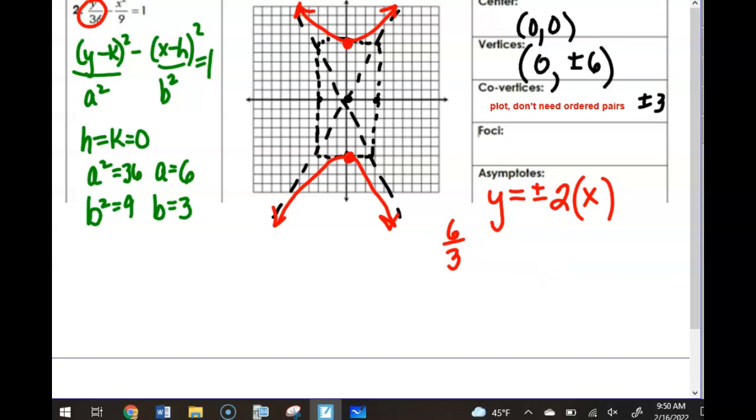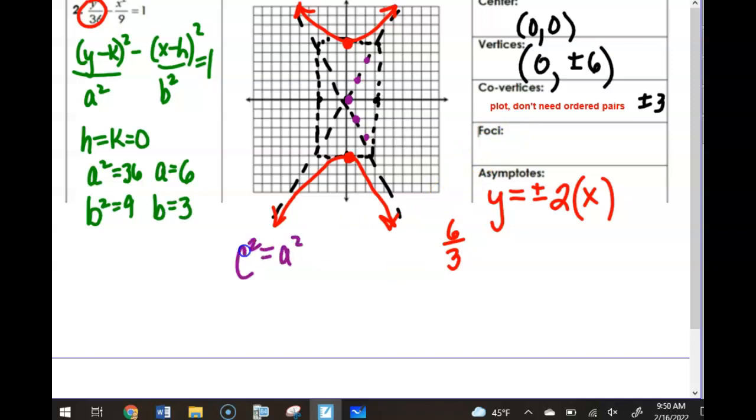Would that work, guys, if I told you to graph that? Would you go to 0, 0, up 2 over 1, up 2 over 1, or down 2 over 1? That would make those diagonals, right? Checking? Okay. Then we got to do the foci, which is that crazy c thing.